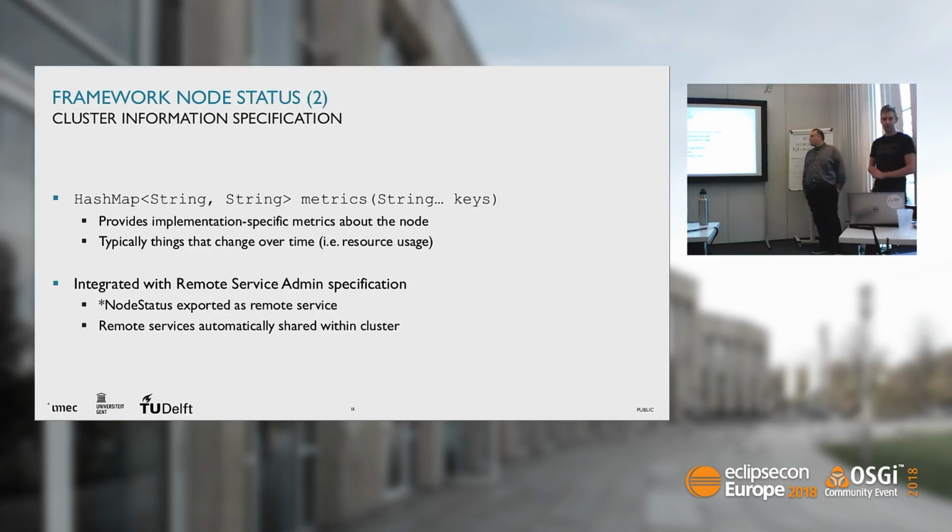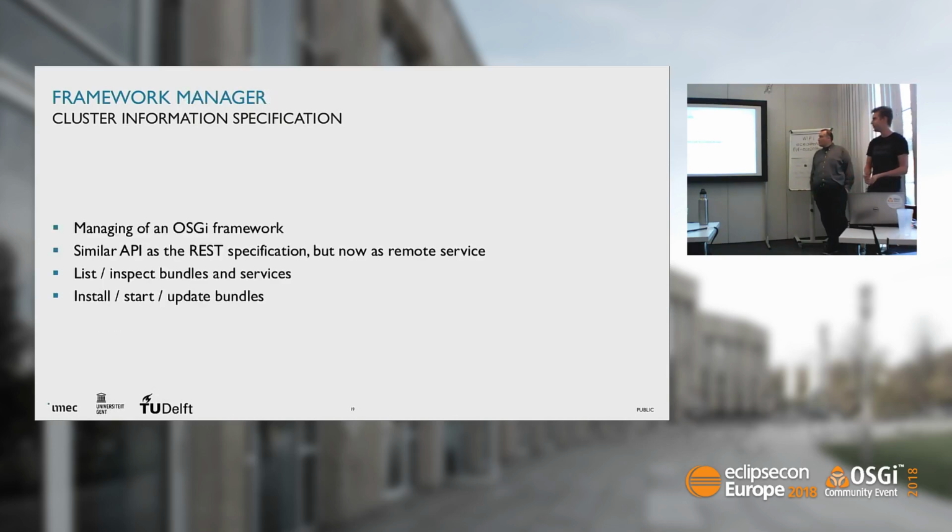And as I said, this is tightly integrated with the remote service admin specification, so we rely on an RSA implementation that does the discovery and makes sure that everybody imports them. We also specify that if the nodes of a cluster all have cluster information in their node status, indicating I'm part of this cluster, then we enforce that RSA should automatically import and export all the services within that cluster, so you can easily discover and import all your application services there. And then the framework manager is a mapping of an OSGi framework management interface. It's similar to the REST API, but as a regular Java API, and you can use it to list your bundles and services and install and update the bundles.